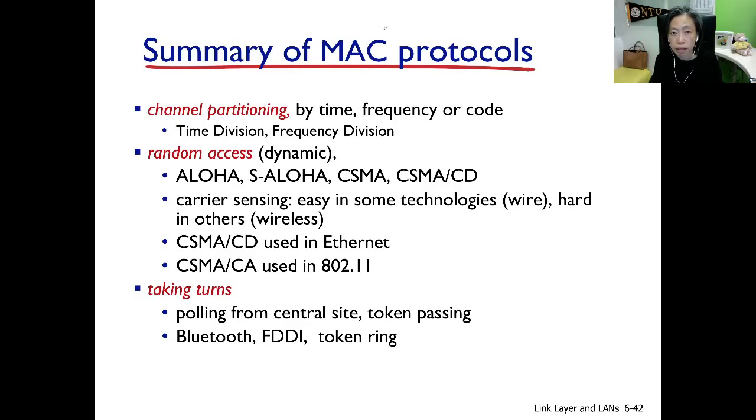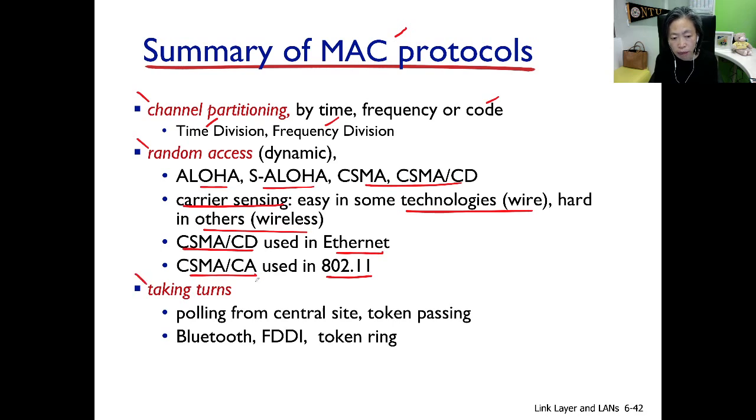Now let's sum up the MAC protocols we've talked about. Class 1 is channel partitioning. We divide the channel into pieces in terms of time, frequency, or code space. The second class is the random access MAC. We've introduced slotted ALOHA, pure ALOHA, CSMA, and CSMA/CD. Among the four, the CS ones are easier, and we see them commonly in link layer technologies today. For example, CSMA/CD is used by wired Ethernet. CSMA/CA is used in wireless 802.11.